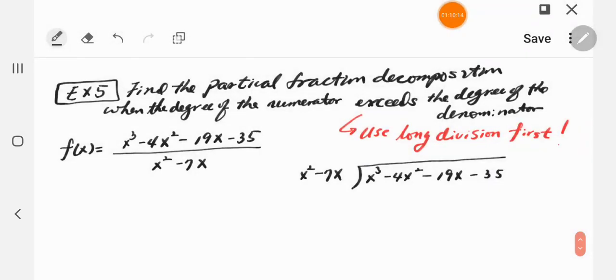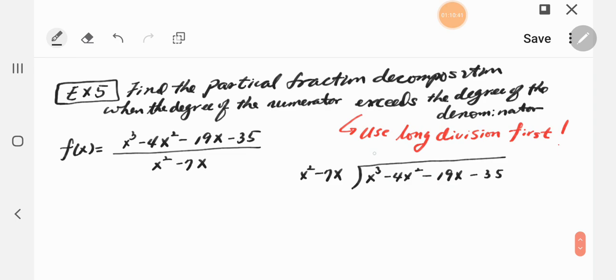Okay, example 5. Let's find the partial fraction decomposition of this function. The degree of the numerator is greater than the degree of the denominator. So what we do is we will use the long division method and then rewrite the function. So let's use the long division so that we can reduce the degree.